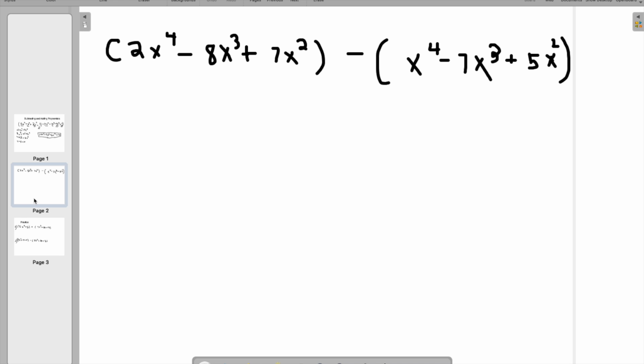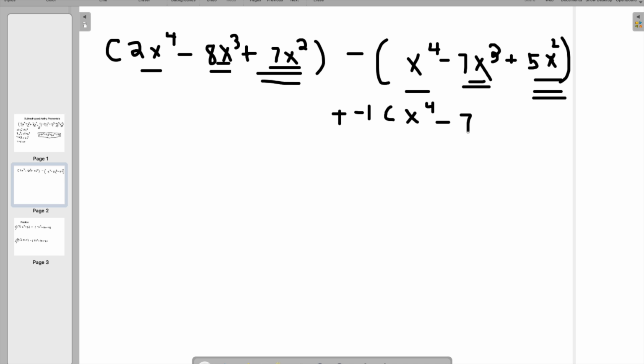Okay, so for our next question, we're going to be subtracting, and just like what we did before, we're going to find the like terms. So we have x to the fourth power, and then x to the third, and x to the second, or x squared. Okay, since I distinguished them, what I want to clarify first is you want to make sure to bring the negative to every term in the parentheses. So we can also rewrite it as, instead of just minus, plus -1 times x to the fourth power minus 7x to the third plus 5x squared, because you want to make sure to multiply -1 to each of the terms.